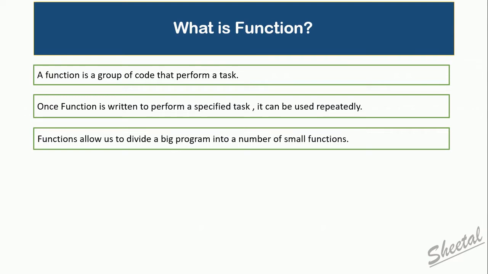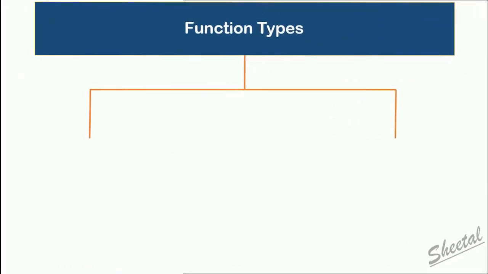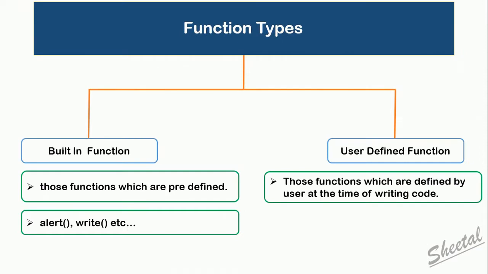There are two types of function. First one is a built-in function and second one is a user-defined function. Built-in functions are those functions which are predefined, for example, alert, write. User-defined functions are those functions which are defined by the user at the time of writing code. So in this video, we will see how to define and call a user-defined function.